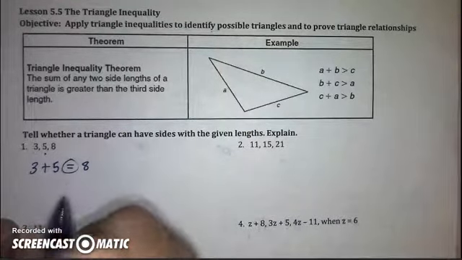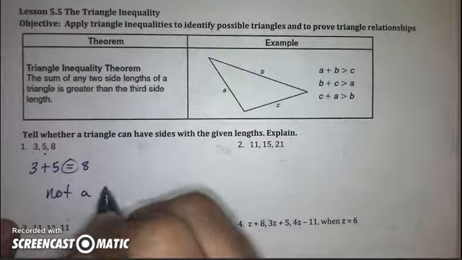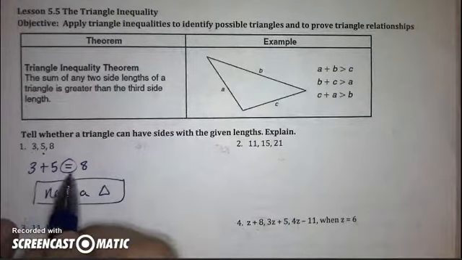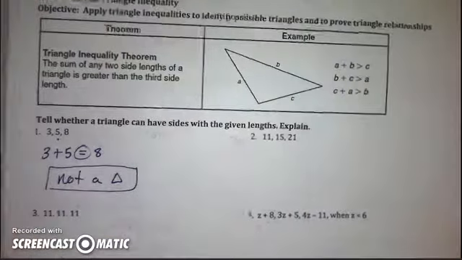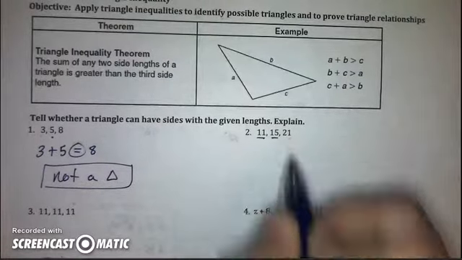And since they are equal to each other, not greater than, this is not a triangle. Okay, this would have to be greater than. 3 plus 5 would have to be greater than 8, and that's not true. So once again, you only have to check the two smaller ones against the third one.